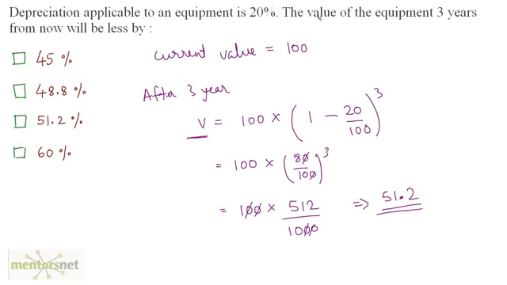So it is asking the value of the equipment 3 years from now will be less by? So after 3 years the value will be less. How much the value will be less from the current value? So current value is 100 minus the value after 3 years. So 100 minus 51.2 will give you 48.8%. So it will be less by 48.8%. And why percent? Because we took the current value, the base, as 100. So I can comfortably say this as a percentage.